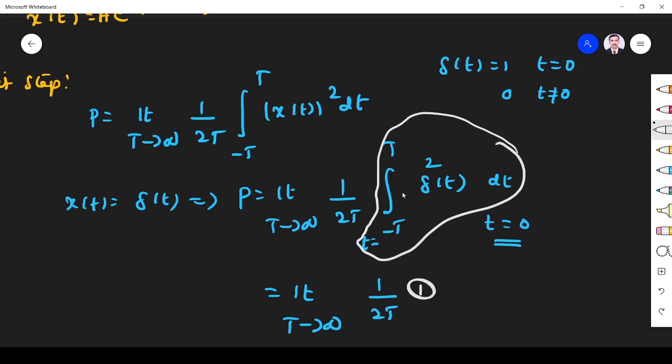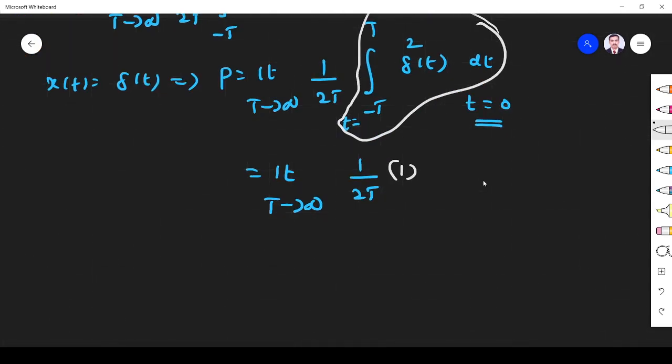Yes, because the unit impulse has a value of 1. The integral varies from minus T to plus T, but my delta of t has value only at 0. At other values it is 0 only. At t is equal to 0 the value is 1. So you don't need to integrate from minus T to plus T. You integrate at only t equal to 0, where the value is 1. So simply put 1.